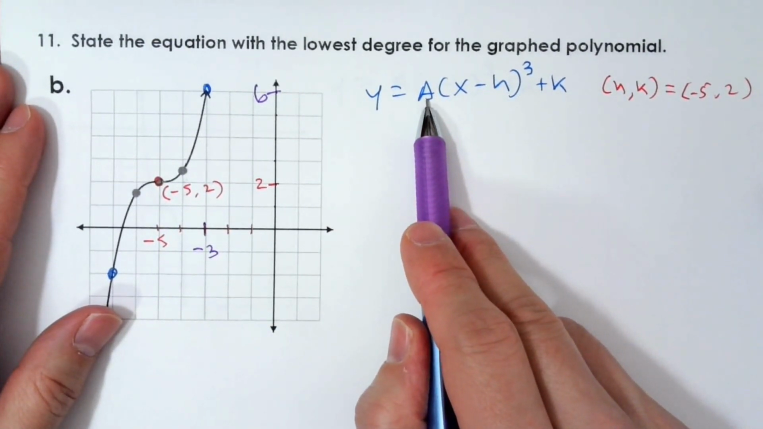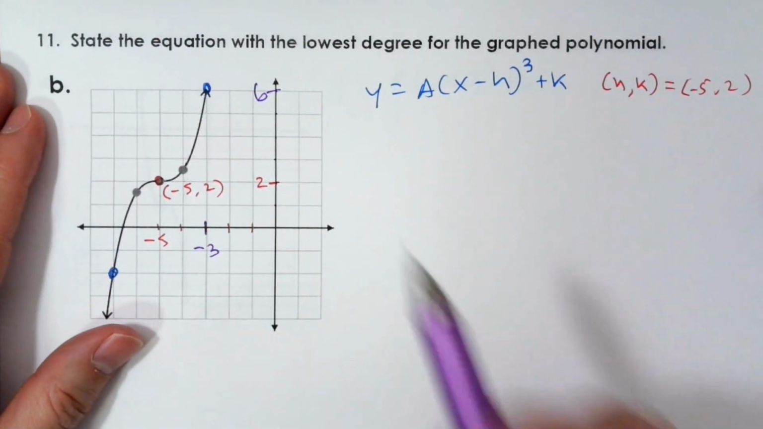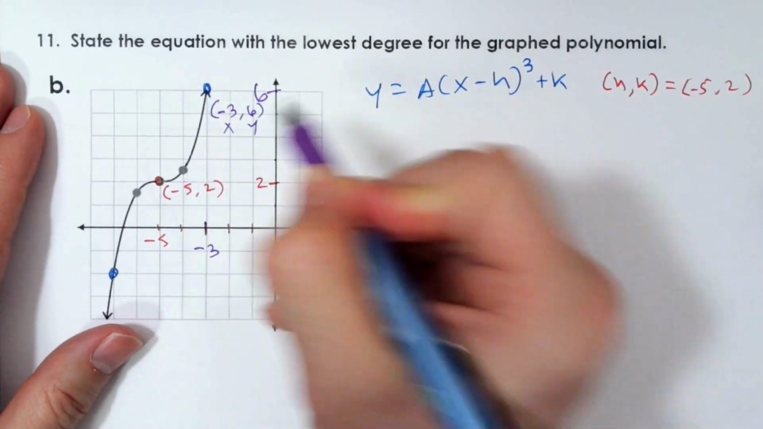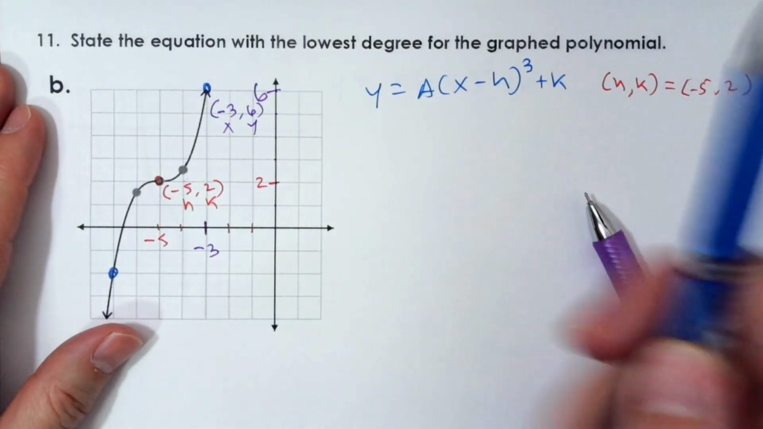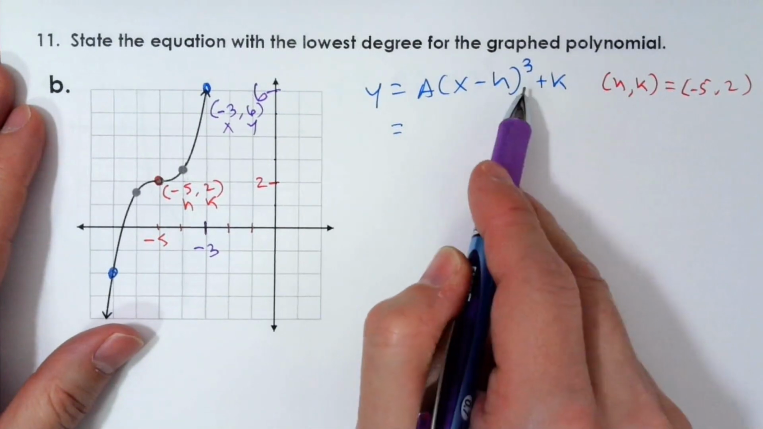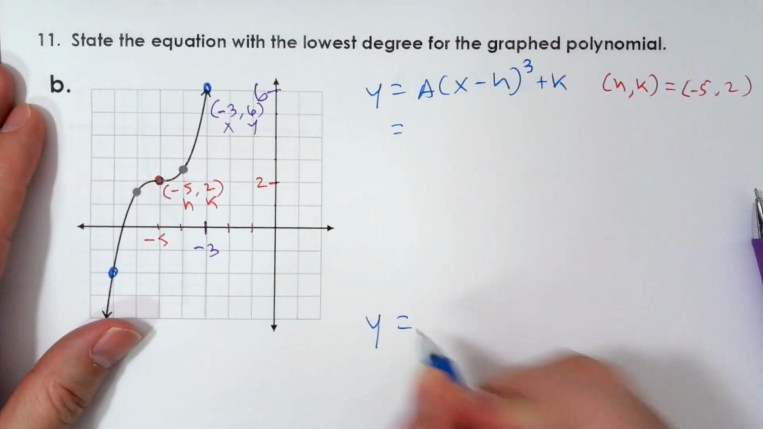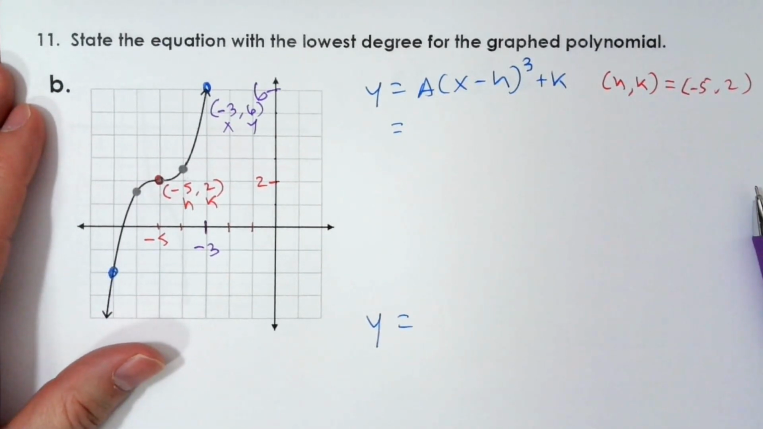Well, let's do the more formal method. We have our x comma y, negative 3 comma 6. That's our x and y. We have our h and k. We can substitute in our y and our h and our k and solve for a. And then at the very end, we'll go back and write what the equation is, even though we could use a shortcut and get it immediately.